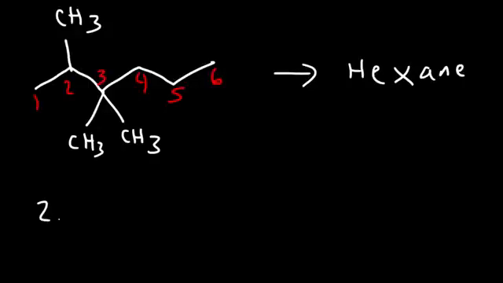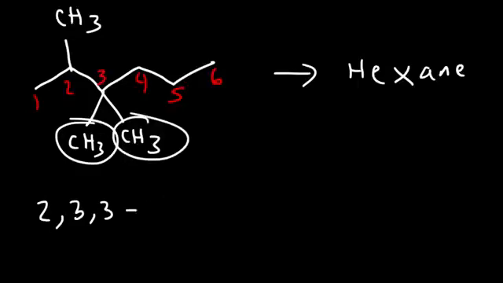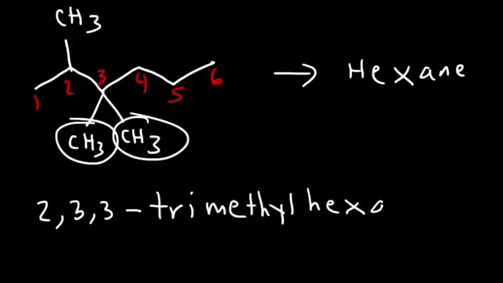So we have a methyl group on carbon 2 and we have 2 methyl groups on carbon 3, so we have to write 3,3. You don't want to write the 3 just once. You need to write it twice because there's 2 of them on carbon 3. And then we need a hyphen, trimethyl, because there's 3 methyl groups, and then the parent name, hexane. So that's how we can name this particular organic compound.